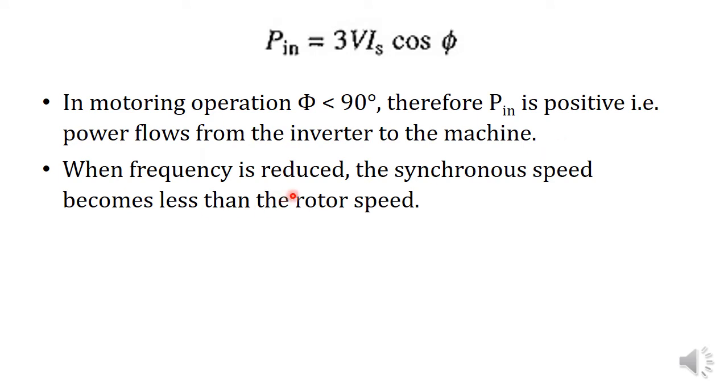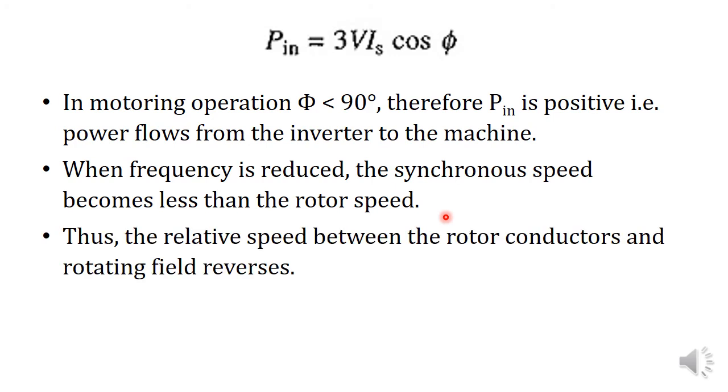When frequency is reduced, the synchronous speed becomes less than rotor speed. That is, synchronous speed is equal to 120 f by p, so if f is reduced, synchronous speed is reduced. But due to inertia, the rotor speed is not affected at that instant. So what happens when frequency is reduced? The synchronous speed is reduced, then the value of slip, or the relative speed between the rotor conductors and rotating magnetic field, will reverse, or become negative.